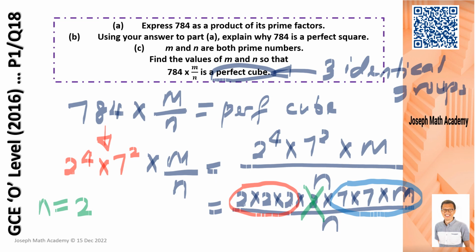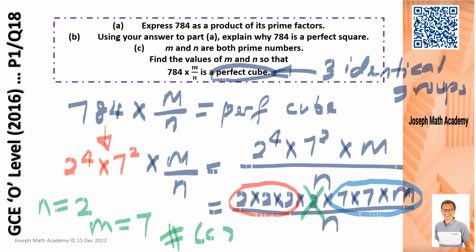So how about the 7th category? So we have 7 times 7 times m, right? So to be able to be cube rooted, then the m has to be a 7. When m is a 7, then we have 7 cubed. And 7 cubed is indeed a perfect cube. Okay? So we have already answered part C.